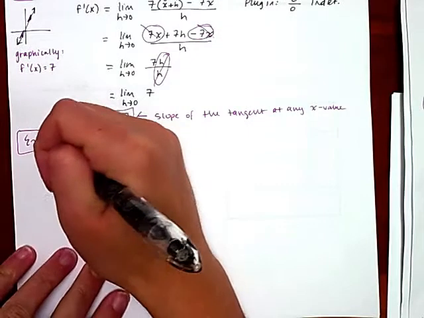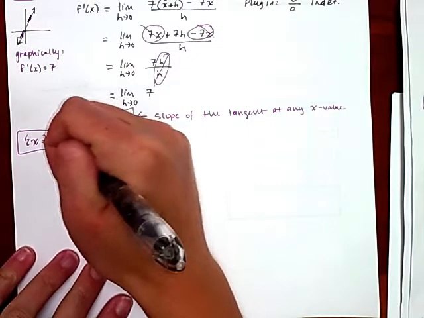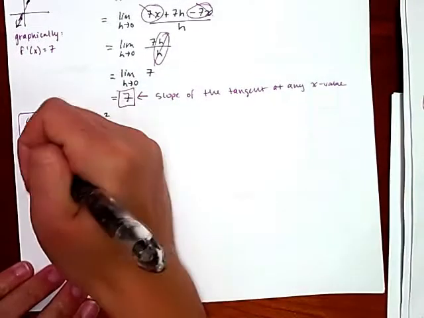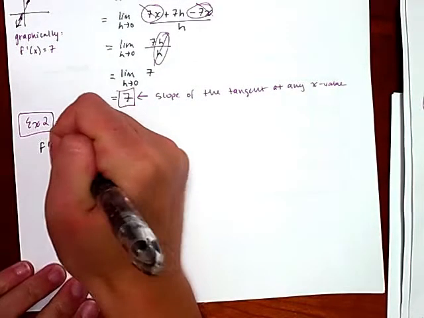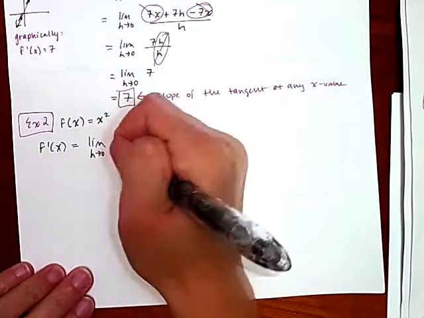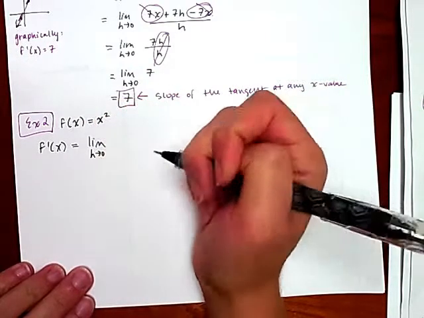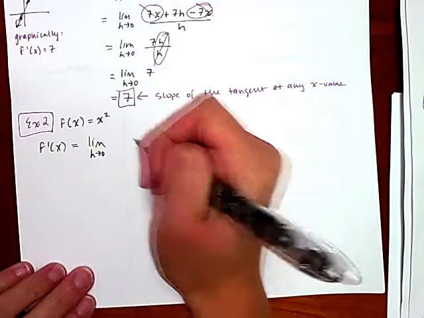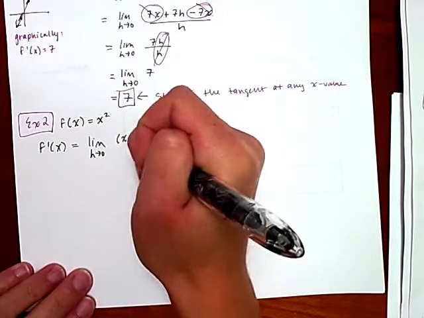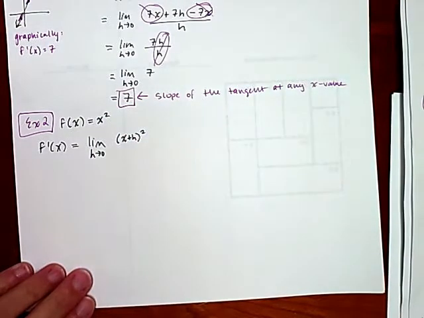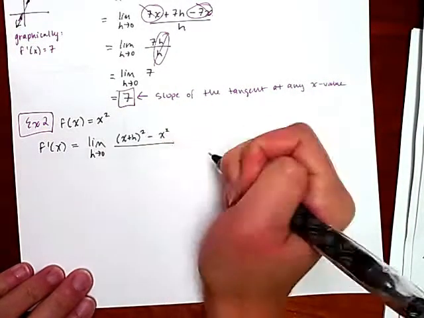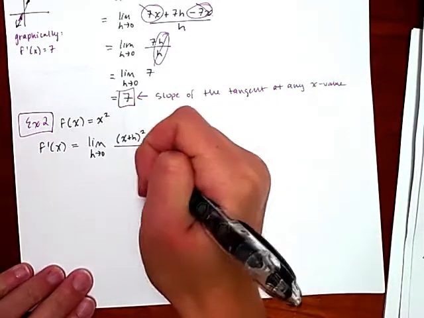We're going to do the derivative of f of x equals x squared. So using my limit definition, I say f prime of x is equal to the limit as h goes to 0 of f of x plus h. So that means plug in x plus h for the x in the function. So that means x plus h squared minus f of x, which is just x squared, over h.